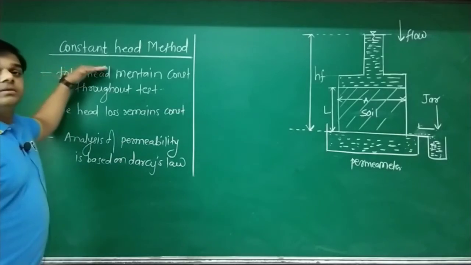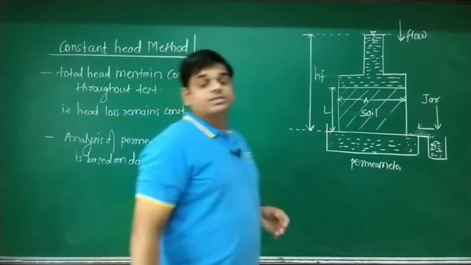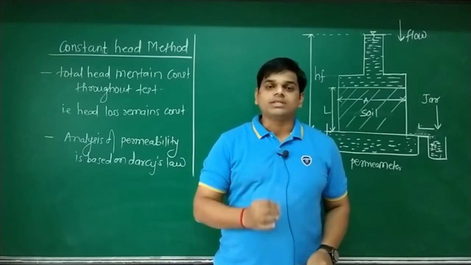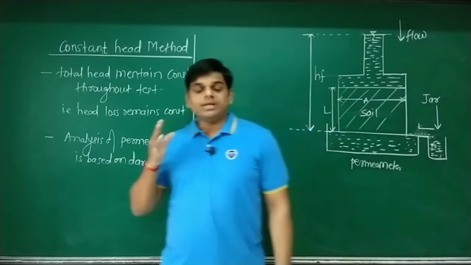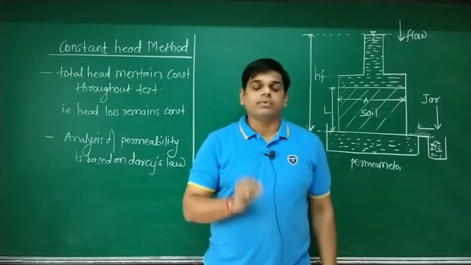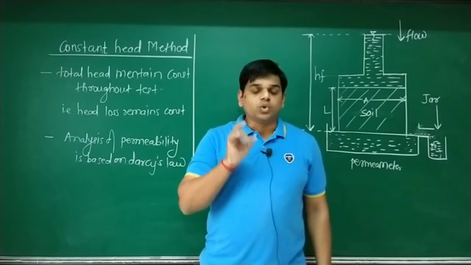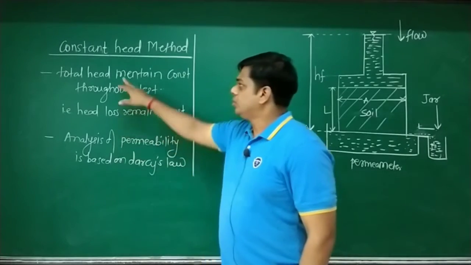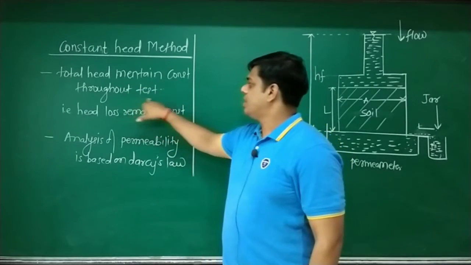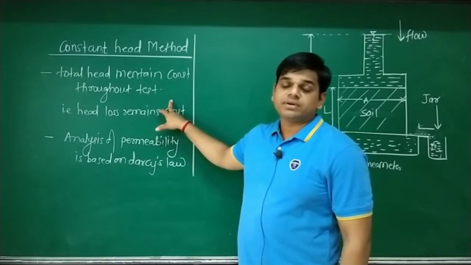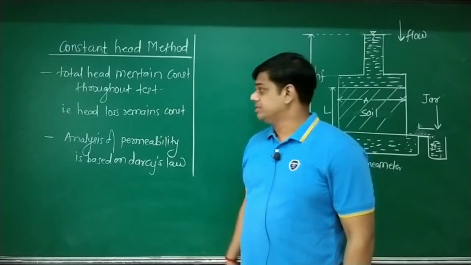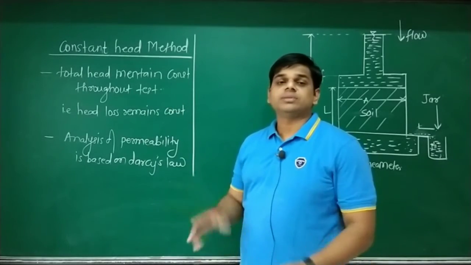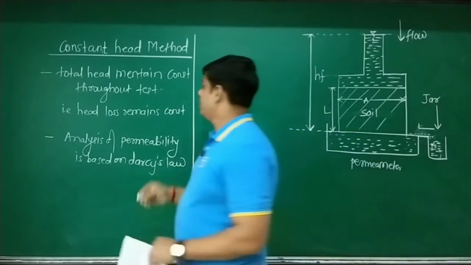Let's start discussion on the first method for determination of permeability, that is constant head method. From the name of the method itself, one can easily understand that the total head is going to remain constant throughout the test. Total head maintained constant throughout the test. You mark this sentence by different color pen. It's very important for 1 mark question. If total head is constant, then head loss remains what? Constant.